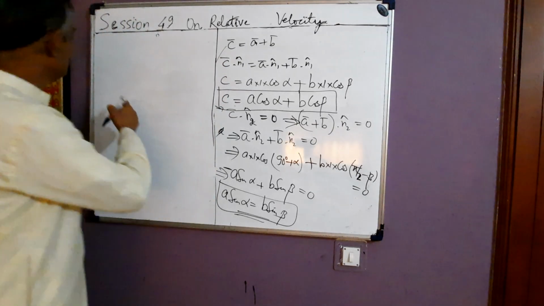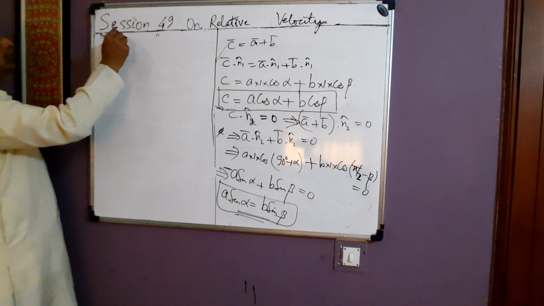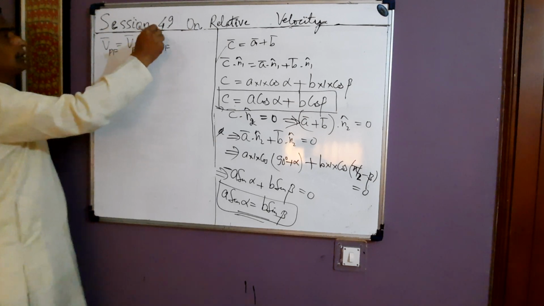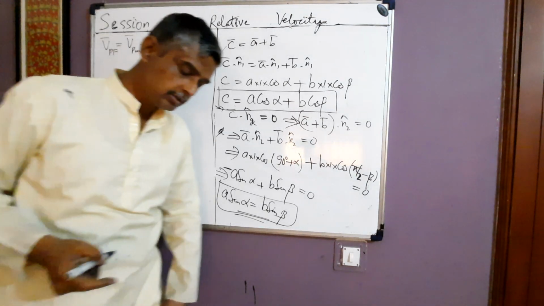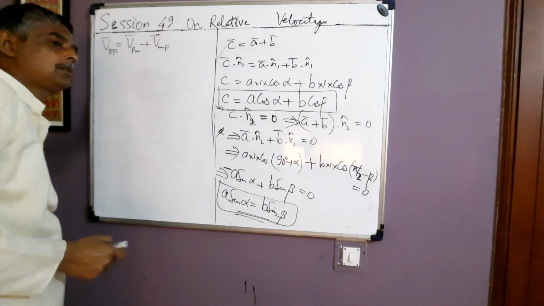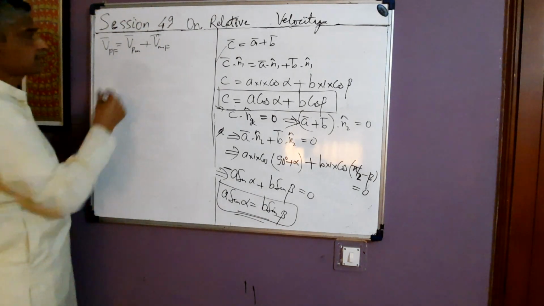Now see, I'll write down that vector equation again. VPF equals VPM plus VMF. As I stated, this is the problem of case 3. And in the case 3 video, I have given the details. This is the problem of case 3.